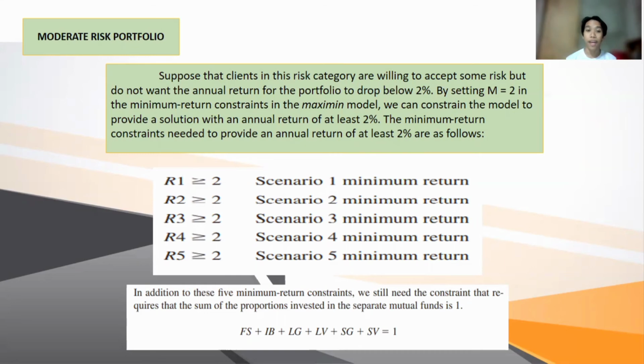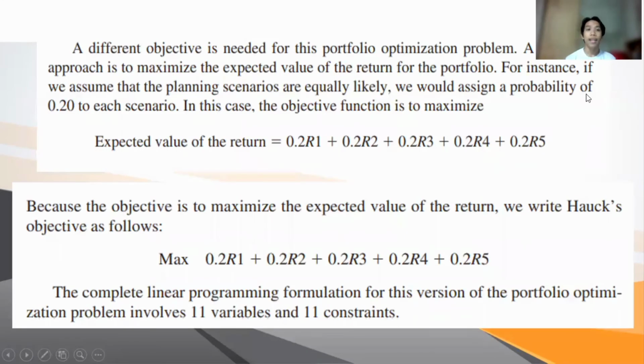In addition to these 5 minimum return constraints, we still need the constraint that requires that the sum of the proportions invested in the separate mutual funds is 1. So these are FS plus IB plus LG plus LV plus SG plus SV is equal to 1. Next, a different objective is needed for this portfolio optimization problem. So in this moderate risk portfolio model, a different objective is needed.